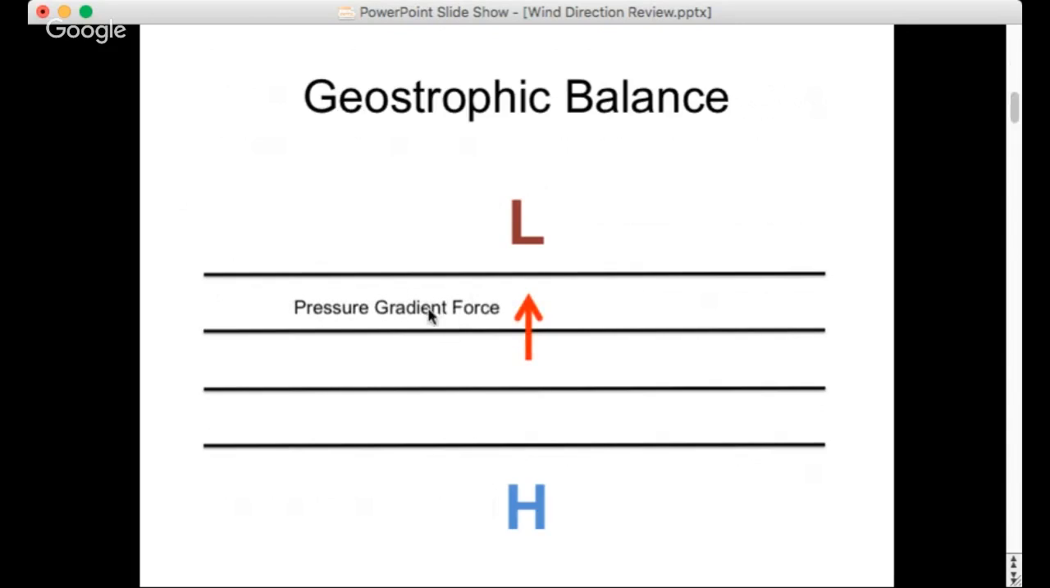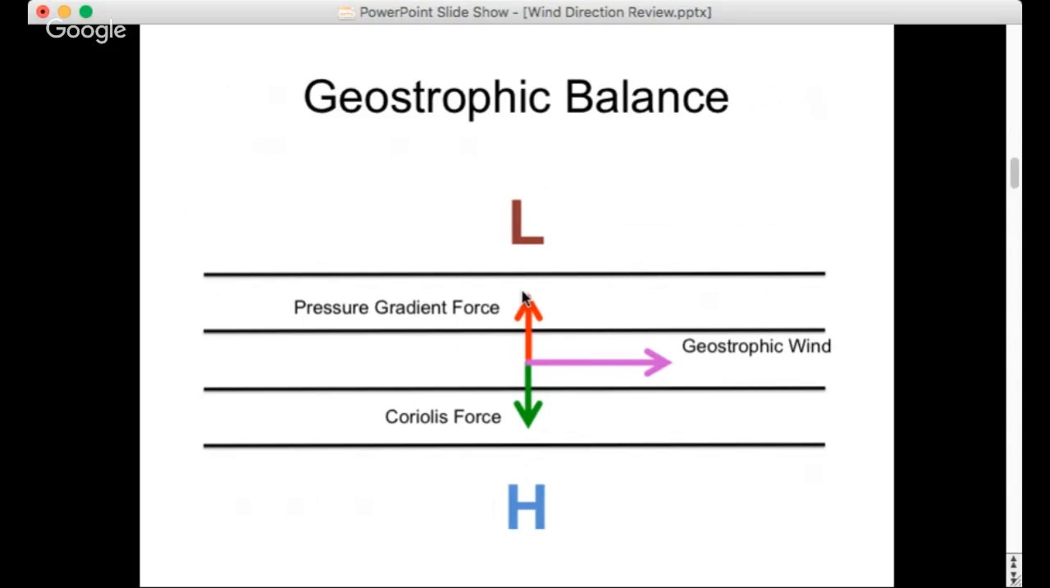So the first force is the force that's directed from high to low pressure. That's what we're calling the pressure gradient force. So that is always directed from high pressure to low pressure. And the second main force when we're looking at geostrophic balance is the Coriolis force. And that always goes opposite to the pressure gradient force. So the combination of these two is what we call the geostrophic wind.